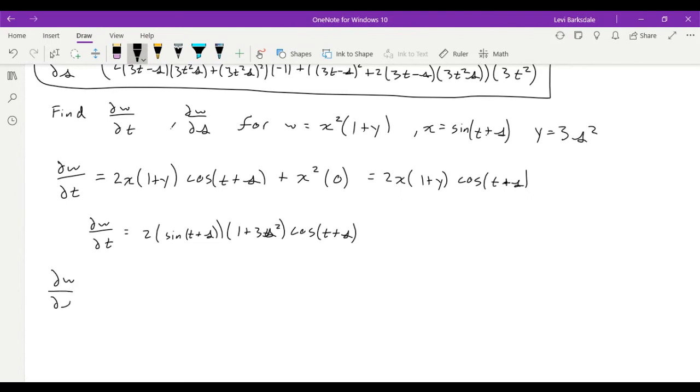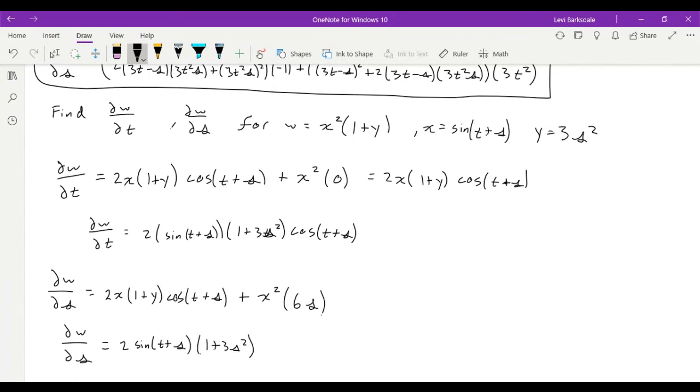Next, we look at the change in w with respect to s. Again, we calculate the change in w with respect to x, and we get 2x times 1 plus y, multiplied by the change in x with respect to s, that is cosine of t plus s. Then we add the change in w with respect to y, which is x squared, multiplied by 6s, which is dy/ds. Again, substitute out our x's and y's, and we get 2 sine of t plus s times 1 plus 3s squared times cosine of t plus s, plus sine squared of t plus s times 6s as our final answer.